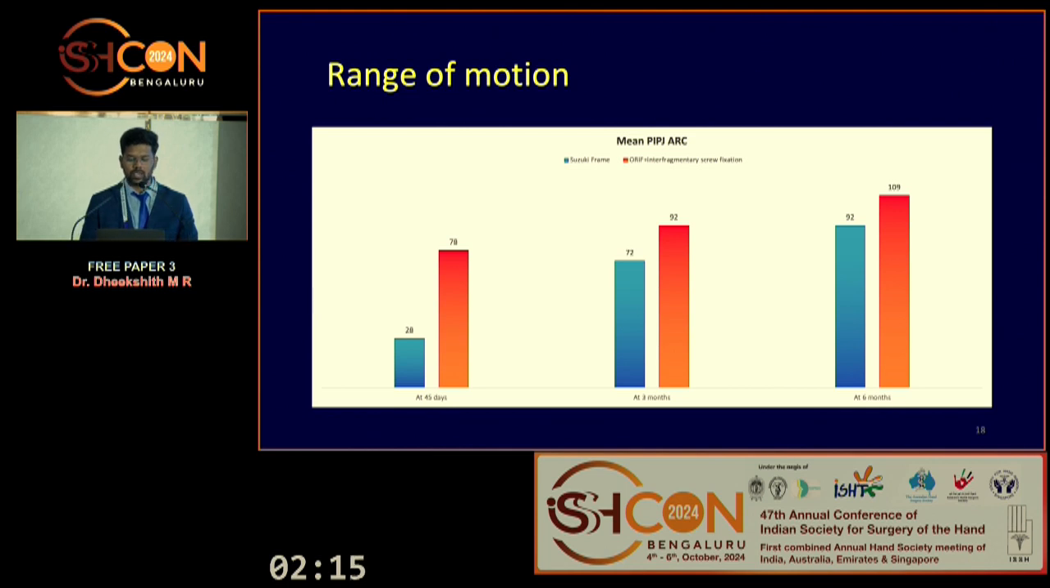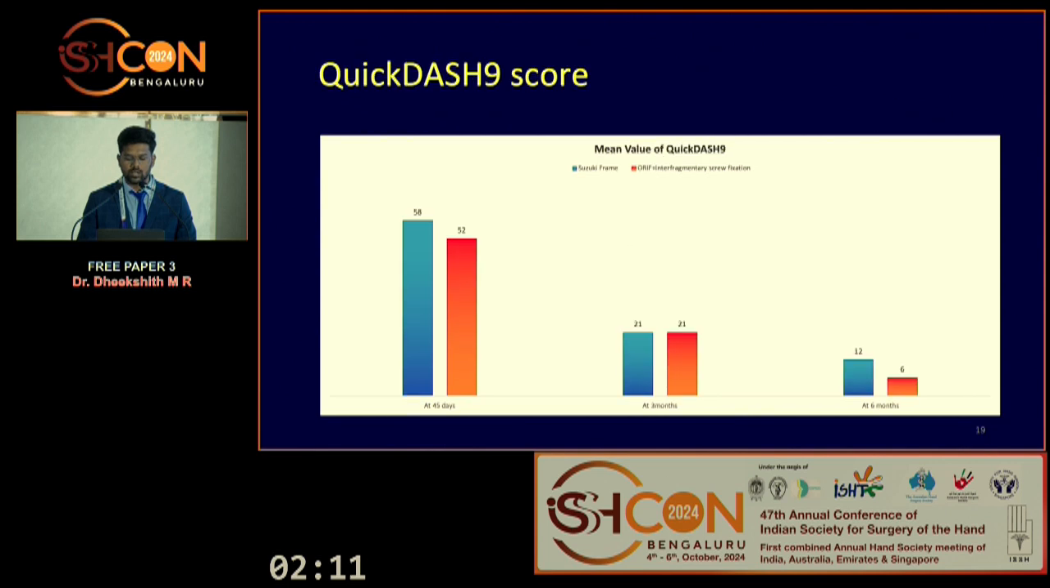Coming to the mean PIP arc, it showed a gradual improvement at the end of 6 months. And even the QuickDASH score, the lesser the score, the better the outcome. The mean score was 12 for the Suzuki and 6 for the ORIF.